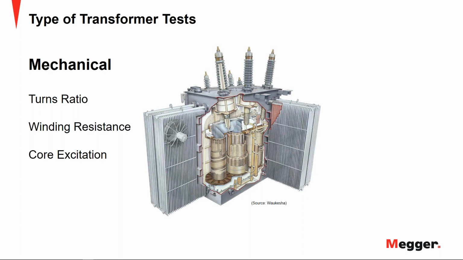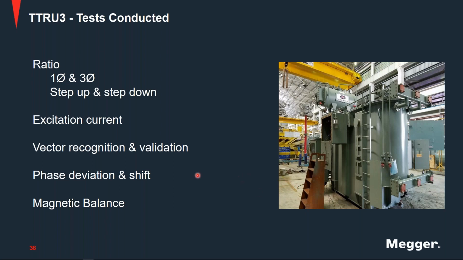Yes, the TTRU3 as well as the Megger winding analyzer will test the zigzag transformers. The TTRU3, being the newer instrument, being a three-phase instrument, does have more capabilities. So we can test the zigzag transformer in more of the way that it was meant to be tested, with a three-phase source. So yes, in addition to the vector and phase shift capabilities of the device, we would also wrap the zigzag transformer test capabilities into that as well.